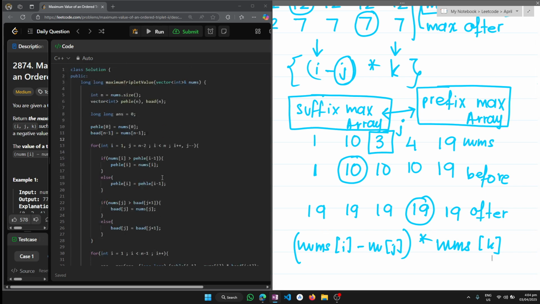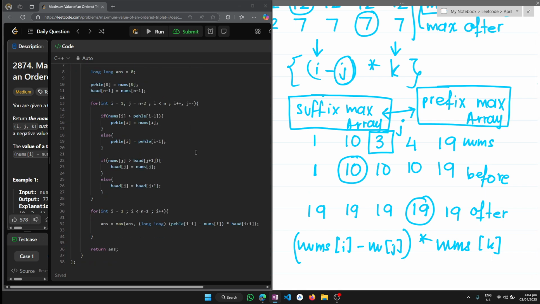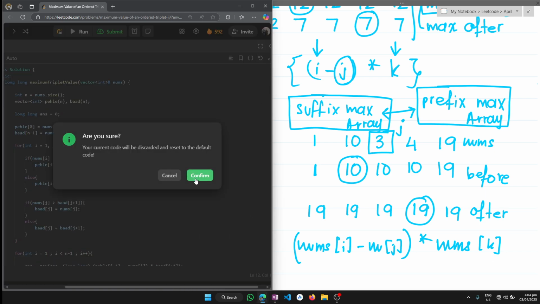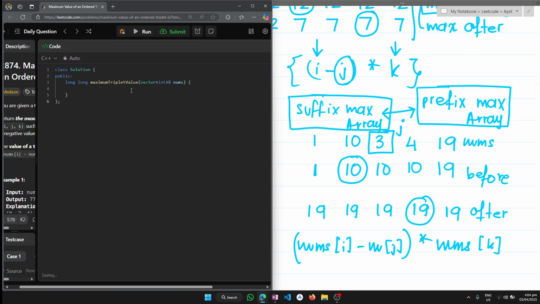I've actually written a pretty bad code over here. It's not actually bad, but we'll make it more clean. So the first thing we need to do, and it's standard practice, is to store the value of nums size in a separate variable. Then I want two different arrays: the before array, which is of size n, and the after array, which is also of size n. These are basically my prefix max and my suffix max arrays.